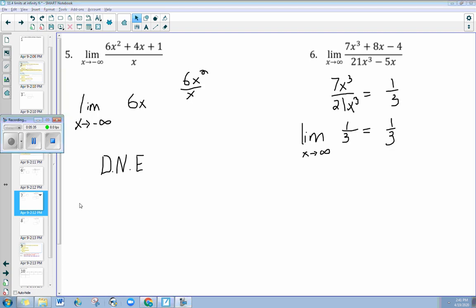And our answers. Left side does not exist. Right side is 1/3. Walking through, again, 6x squared over x leaves us with 6x. Well, as x gets larger, the numerator clearly grows, and we don't even have a denominator, so it does not exist. Over here, 7x cubed over 21x cubed. The x cubes cancel. 7 over 21 is 1/3. And there's our answer, 1/3.